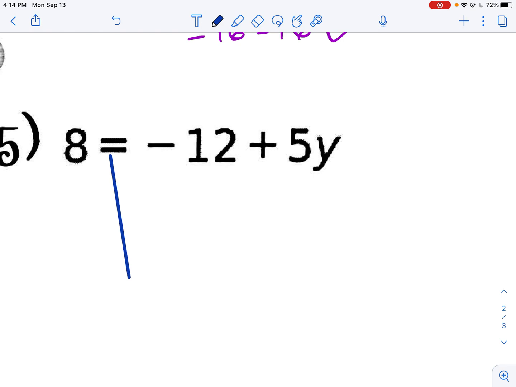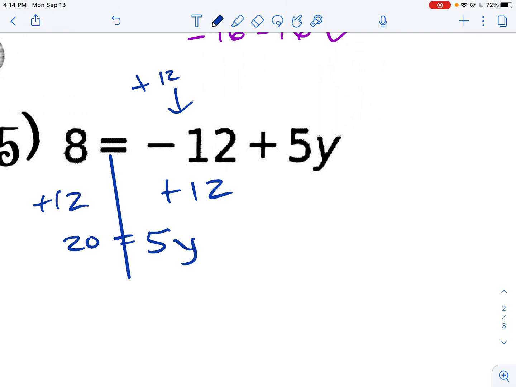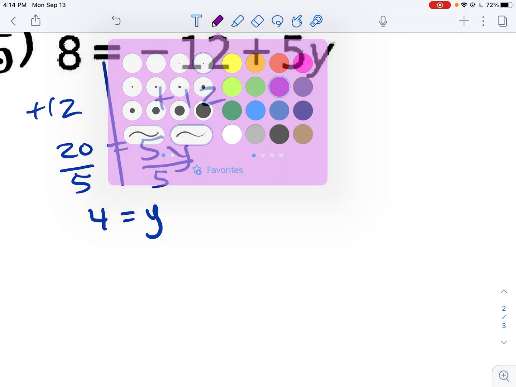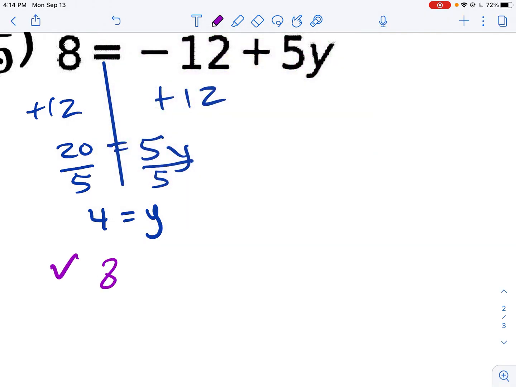Okay, again. The opposite of this is adding 12. So I'm going to add 12 because we want it to make 0. So I would get 20 is equal to 5y. This is multiplication, so I'm going to do the inverse operation, which is division. So 4 equals y. I plug it in to make sure that it actually works.